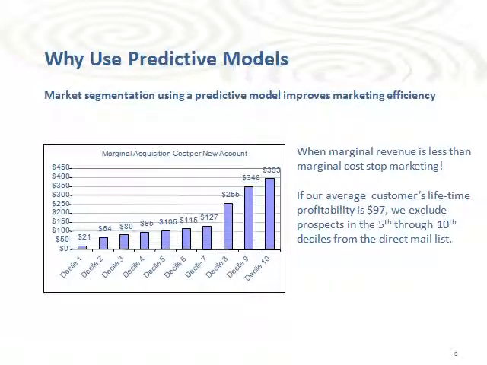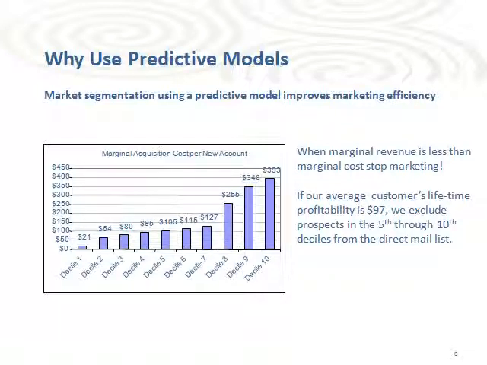So in this example, based on our expected overall sales rate, direct mail costs, which I think were about 45 cents to 50 cents per piece, each decile's forecast probability of buying, and the lifetime profit of $97, we excluded prospects in the 5th through the 10th deciles in this direct mail drop. And you can see why that would be so.